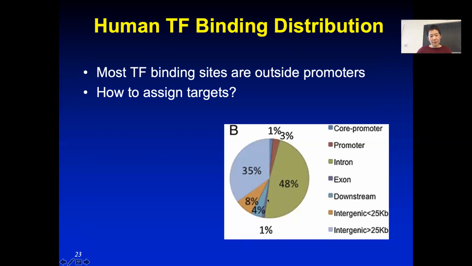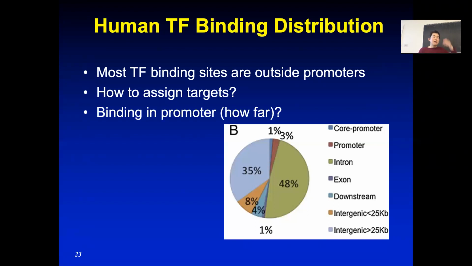Exon, very small, 1% bind to the exon. Intergenic, less than 25 kb away is 8%. Over 25 kb away from a gene is 35%. And then 48% bind to the introns. And so this creates a big problem on how to really assign targets, right? Because you have so many remote controls. Which one is linked to which? It's very, very difficult.